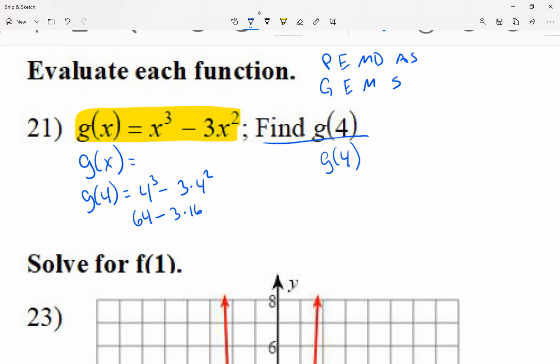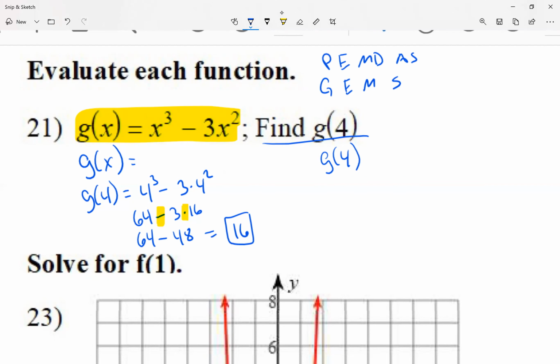Then I see that I have a subtraction and a multiplication. Order of operations, I have to multiply before I subtract. I know 3 times 16 is 48. So I have 64 minus 48. Notice I did the multiplication before I subtracted. Now 64 minus 48 is equal to 16. So my answer here will just be 16.